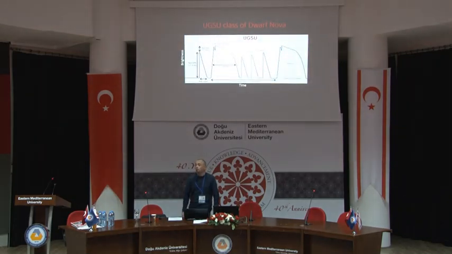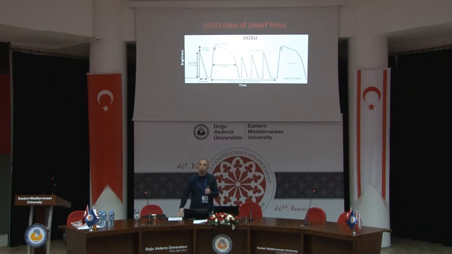There are three classes of dwarf novae. I'm going to talk about the most interesting one, which is the UGSU type dwarf nova. This is the schematic light curve morphology of this type. These stars exhibit two kinds of outbursts, normal outbursts and super outbursts. Normal outbursts last shorter and have slightly smaller amplitudes. Their recurrence time scale is unique to each system.